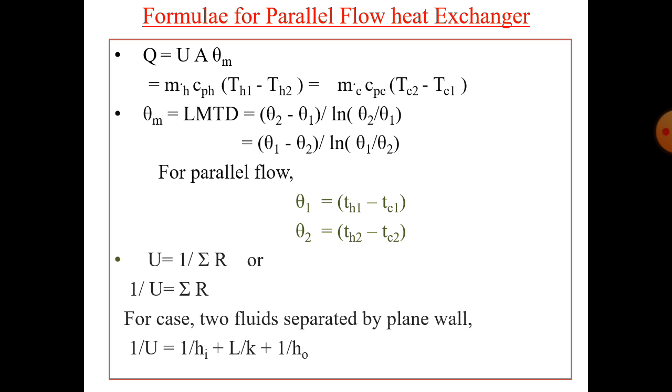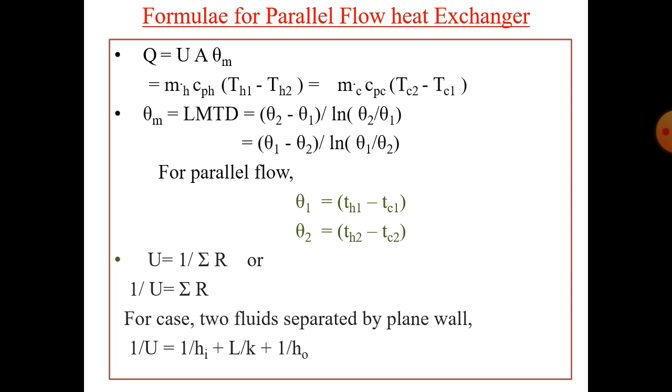For parallel flow, theta 1 is equal to the temperature difference of the two fluids at inlet. Theta 2 is the temperature difference of the two fluids at the exit. That is, theta 1 is equal to Th1 minus Tc1, that is temperature of hot fluid minus temperature of cold fluid at inlet. Theta 2 is equal to Th2 minus Tc2, that is temperature of hot fluid at exit minus temperature of cold fluid at exit.